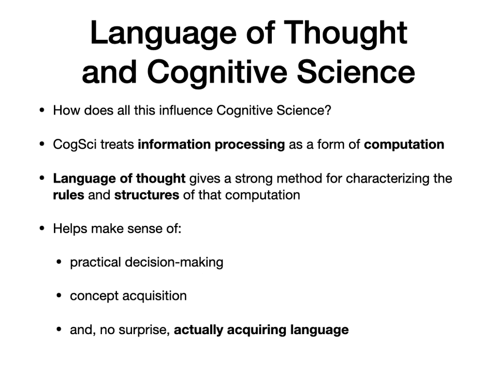How does this all influence cognitive science broadly? Well, in cog-sci, we treat information processing typically as a form of computation. Language of thought gives us this strong method for characterizing the rules and structures of that computation. So it helps us make sense of a lot of things. We can acquire new concepts and learn new ideas, or maybe innovate to solve a problem that we don't have a simple combination for. Just general decision making, just everyday life as we move and live. When we decide a thing, it kind of makes sense in this language of thought form.